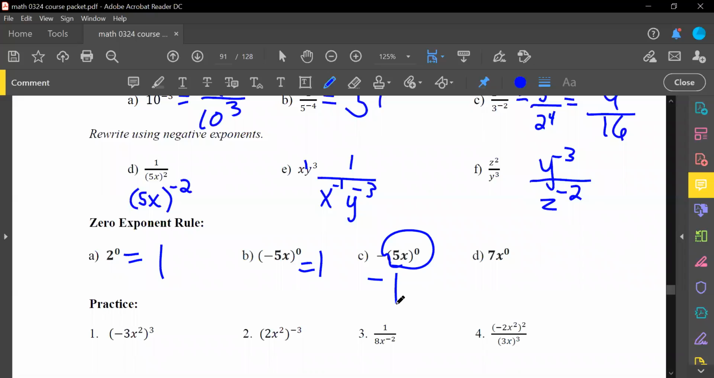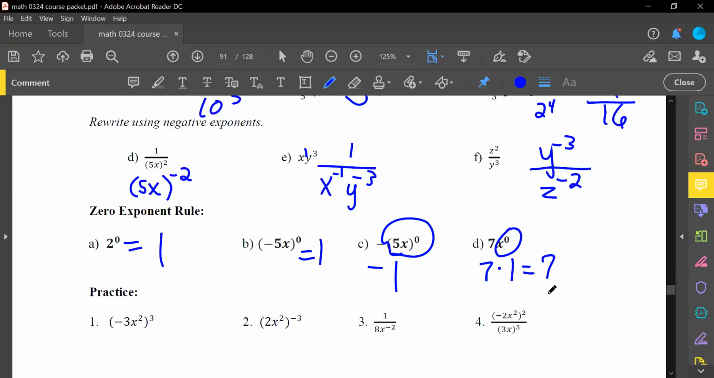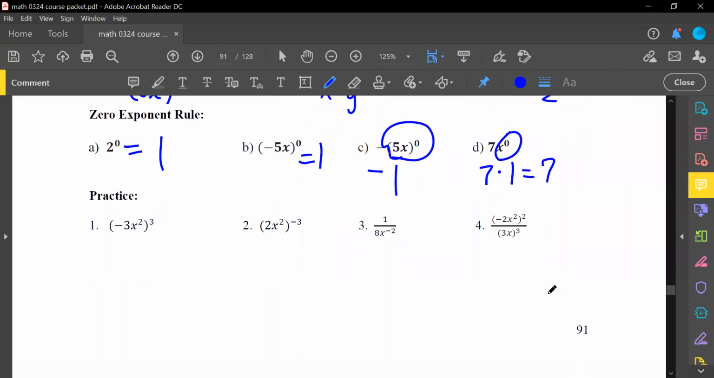All right. So this is a catch here. The 0 here is not applying to the 7. It's only to the x. So it's 7 times x to the 0. Well, x to the 0 is 1.